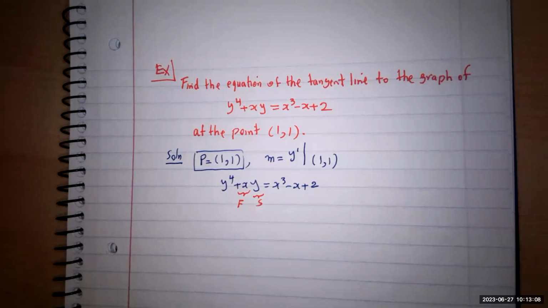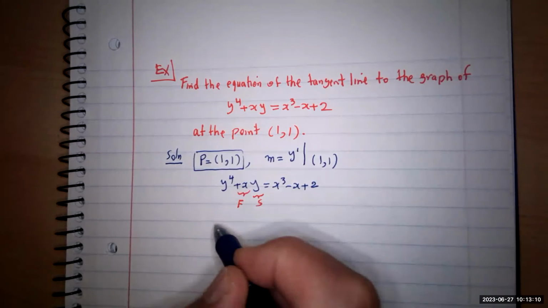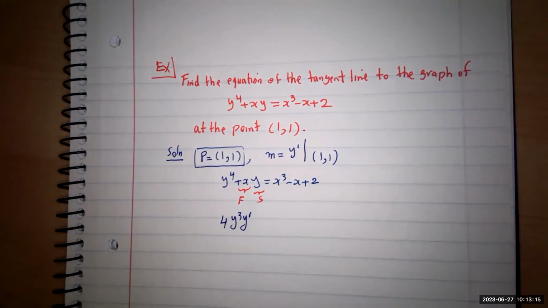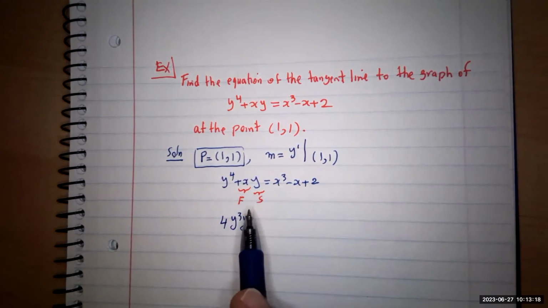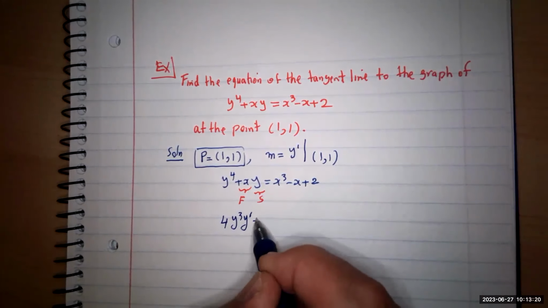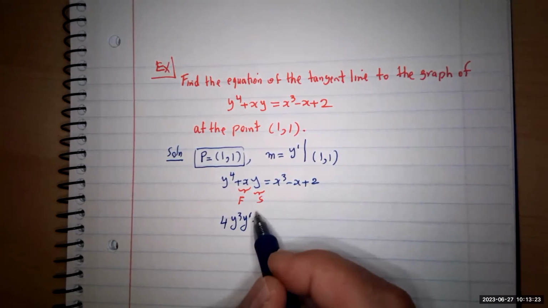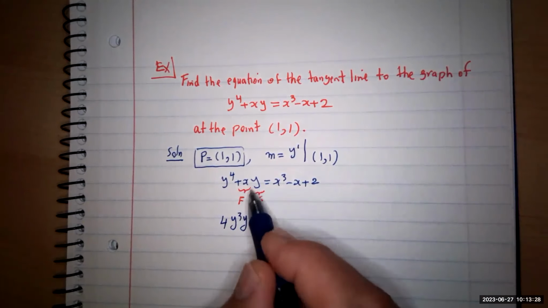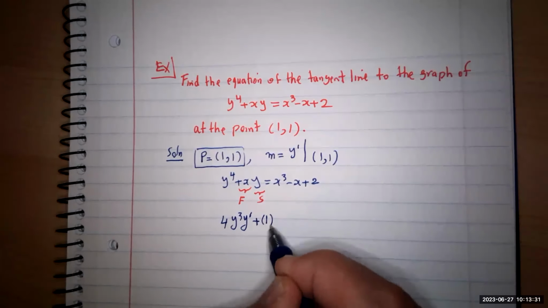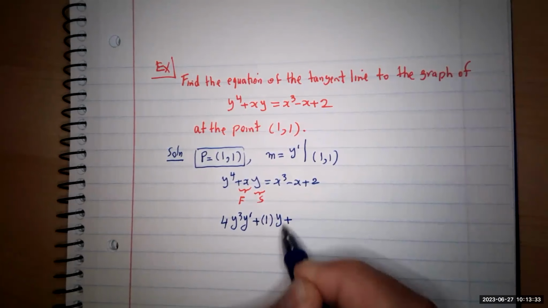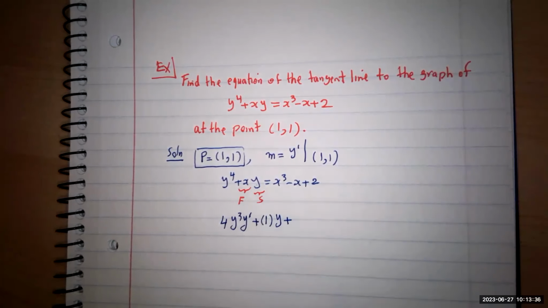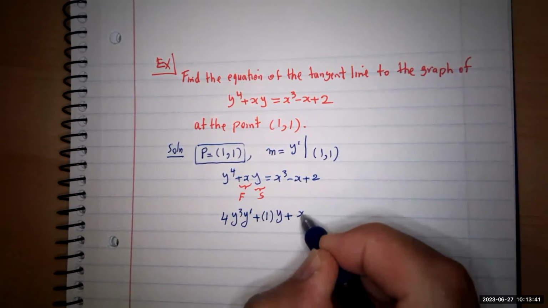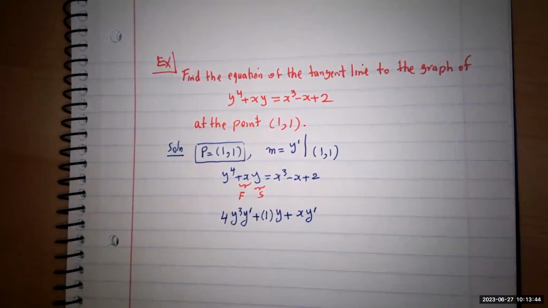Okay, so we can differentiate it. That gives you 4y cubed y prime. Then we have to apply the product rule. I write it down so you know what's going on. It's plus derivative of the first times second: derivative of x is 1 times the second one, y, plus derivative of the second times first, derivative of y is y prime times the first one, x y prime. That's the derivative of that term.